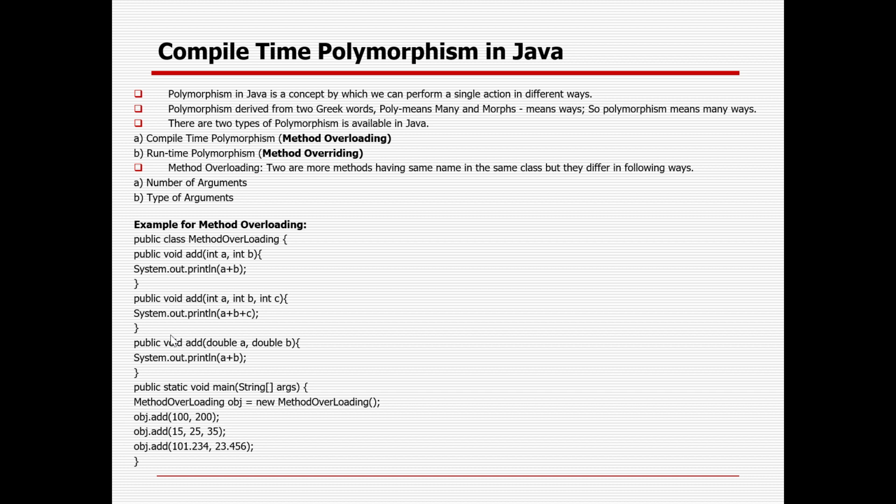Based on the circumstances, based on the surroundings, you are changing your behavior. That is called method overloading or compile time polymorphism. Understand? So how is the same person behaving?